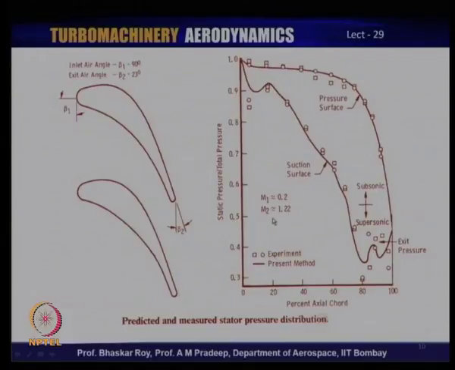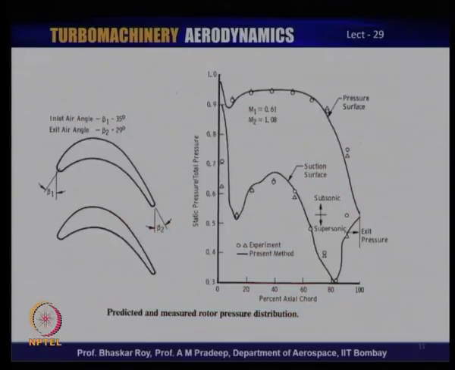In this particular case, for example, we see that the exit Mach number here could be as high as 1.22, which means it is going out supersonically. Entry is 0.2, so it has accelerated from M1 0.2 to M2 1.22. A huge acceleration has taken place over this blade passage, and as you can see, there is a huge convergence of the blade passage, which gives rise to this huge expansion or acceleration.